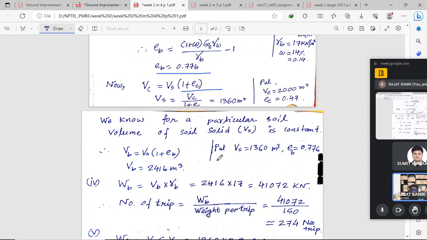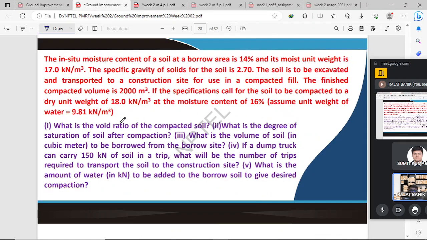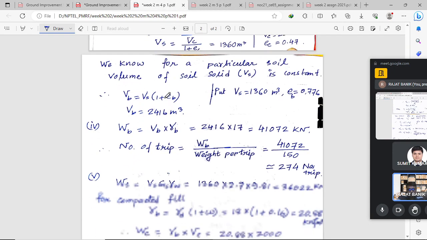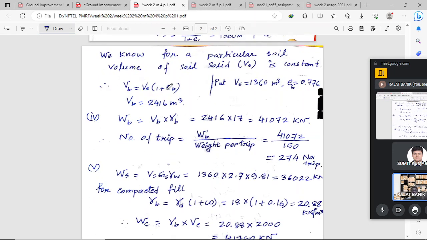To solve the fourth one, we need to find out the number of trips required for a truck if the truck carries 150 kilonewton of soil for each trip. To solve this problem, we first calculate the total weight of the soil in the borrow pit, which is compacted.